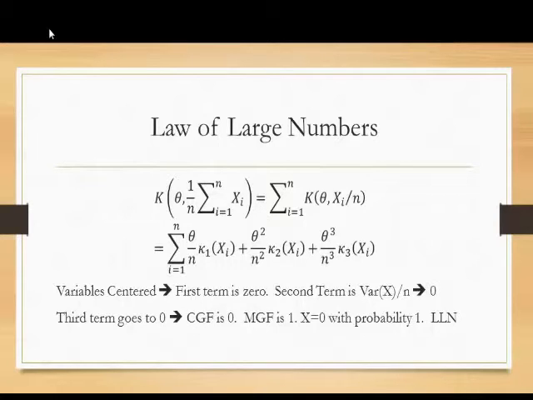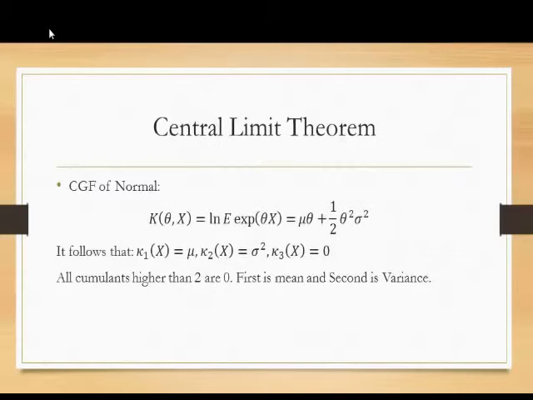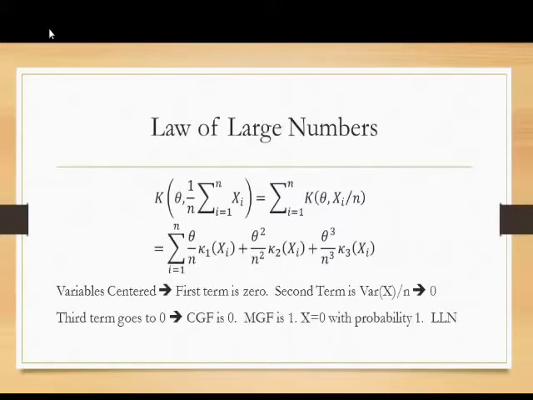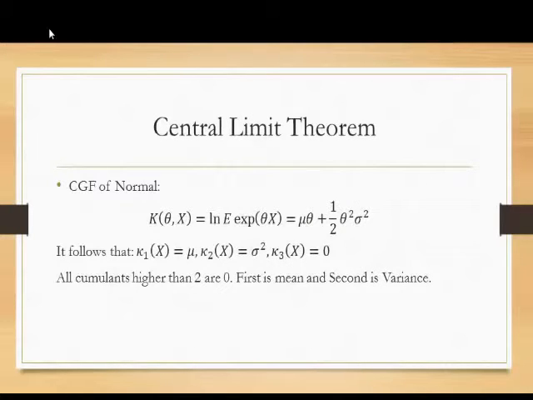But this is not so pretty. The pretty part is the central limit theorem. Now we get the beautiful property of the normal. Remember that the normal MGF is exp of mu theta plus 1/2 theta squared sigma squared. So when I take the log, it is mu theta plus 1/2 theta squared sigma squared plus nothing. This is very important. So what does it mean?